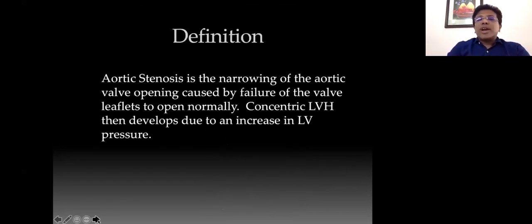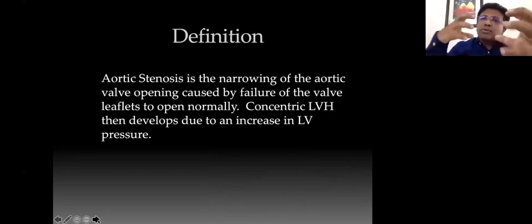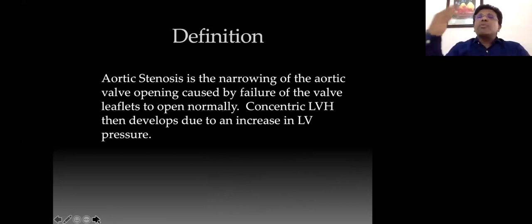So what is the definition of aortic stenosis? Aortic stenosis is a narrowing of the aortic valve. So what happens? The left ventricle has to pump blood against a resistance into the ascending aorta. So this abnormality is produced. The aortic valve does not open well, so as to allow the free movement of blood from the left ventricle to the aorta. So compensation happens in the form of concentric LV hypertrophy because of increased left ventricular pressure.